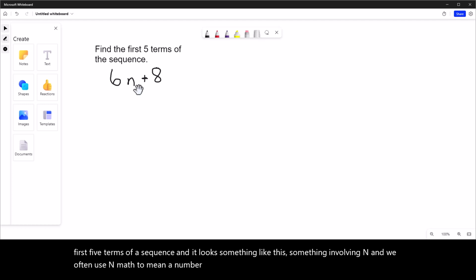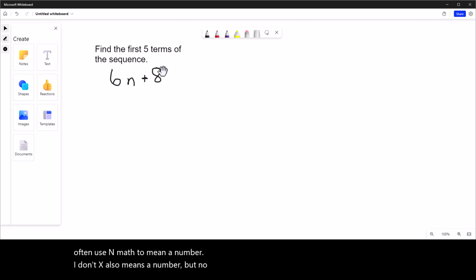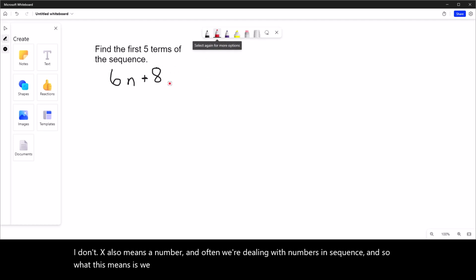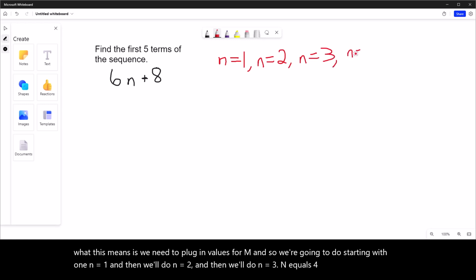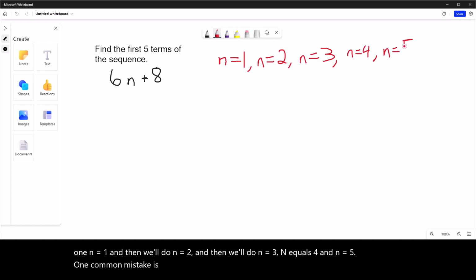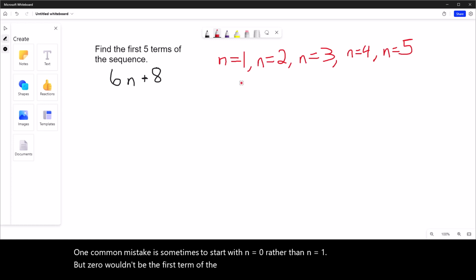We often use n in math to mean a number. I know x also means a number, but with n we're often dealing with numbers in sequence. So what this means is we need to plug in values for n. We're going to start with n equals 1, then n equals 2, n equals 3, n equals 4, and n equals 5. One common mistake is sometimes to start with n equals 0 rather than n equals 1. But 0 wouldn't be the first term of the sequence, it would be the 0th term of the sequence.